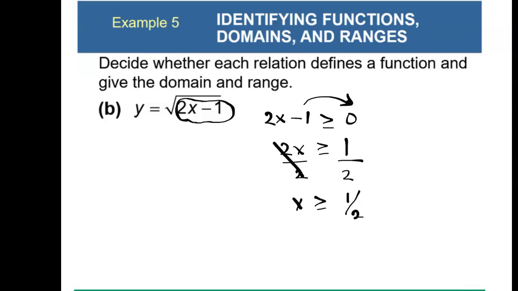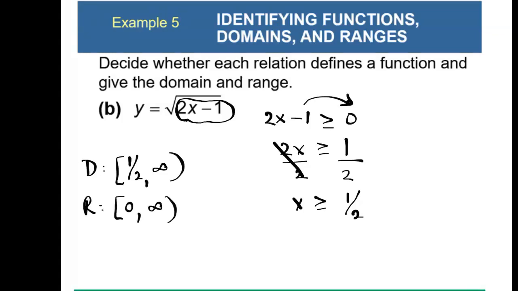Okay, and so here as we plug in various values of the domain, the smallest that y can be would be 0, and that's in the case that x is 1/2, and then it would continually grow bigger from there. So our domain is [1/2, infinity). Our range is going to be [0, infinity). And this relation does define a function because there would be no x's that repeat.